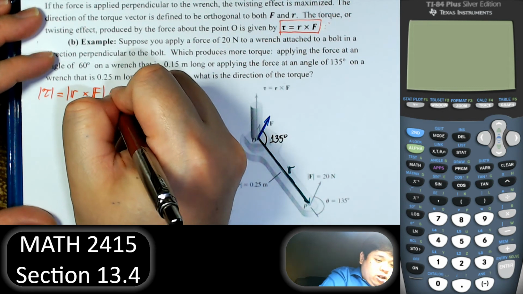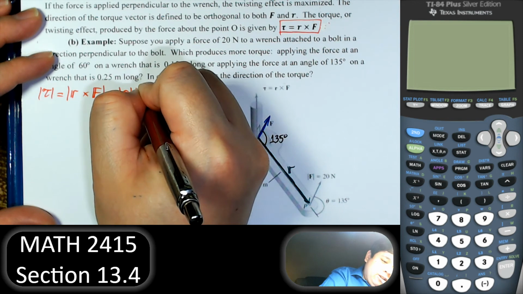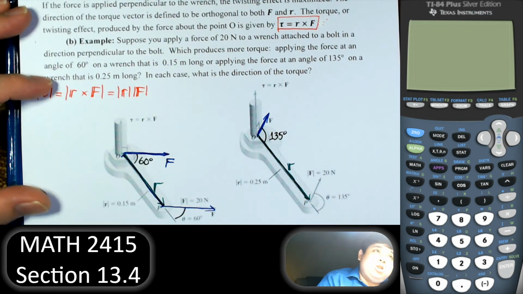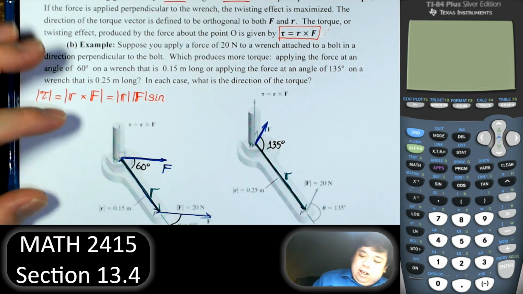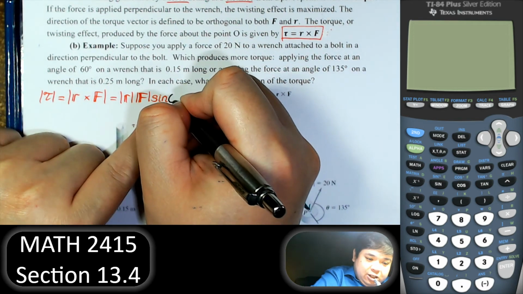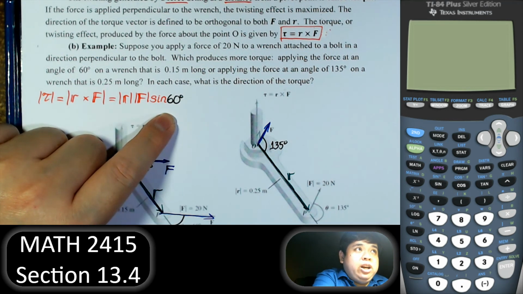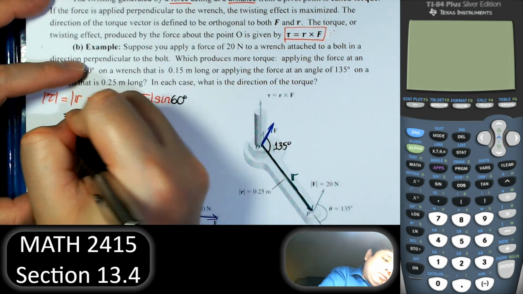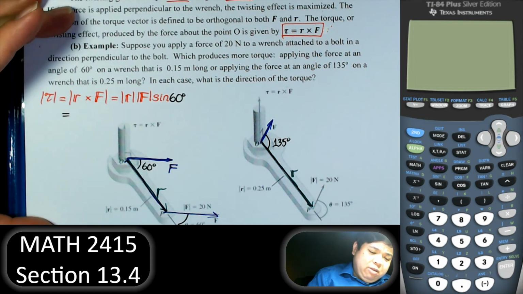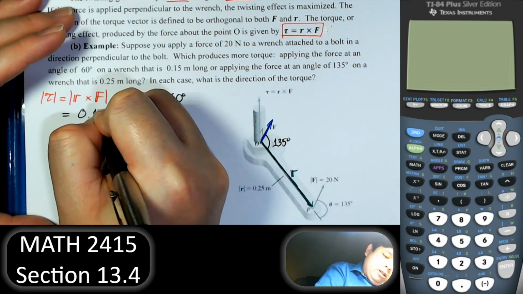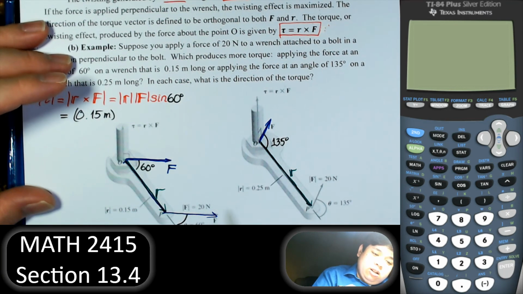Just that, which is R and then F. Magnitude of R times magnitude of F times the sine of the angle in between them. In this case, we have sine of 60 degrees. As mentioned before, whatever we put here should be positive, to ensure that we have the magnitude, which is positive. Right, then we have everything: 0.15 meter, we can even put the unit there, and the force 20 Newton.